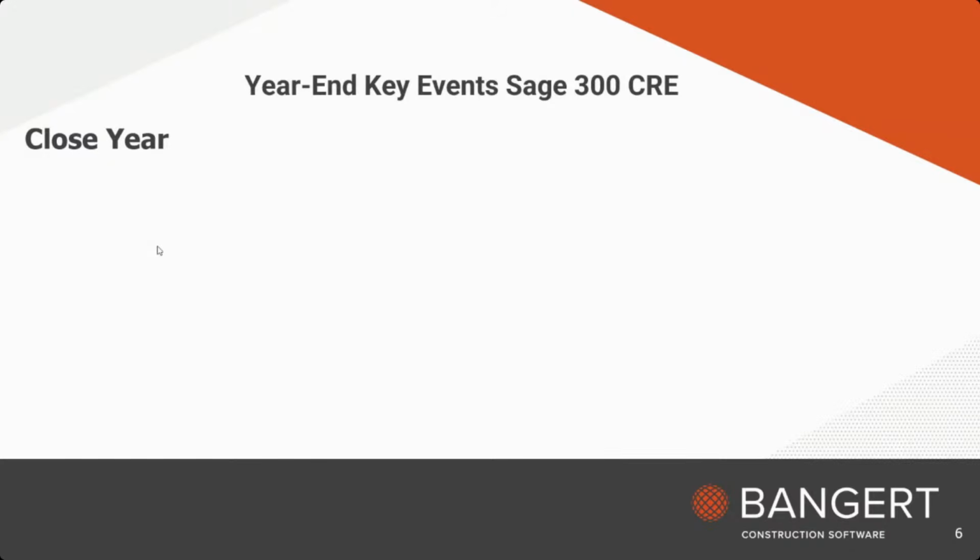Key events for Sage 300. With Sage 300, there are three main things that people do that kind of get rolled into one topic. It gets confusing because not all of them have to be done at the exact same time. Basically we do closing of the year, we update tax tables, and we've got W-2s, 1099s, and our government reporting to do. So I've broken this into three separate bullets, and we'll get into the specifics of each one.